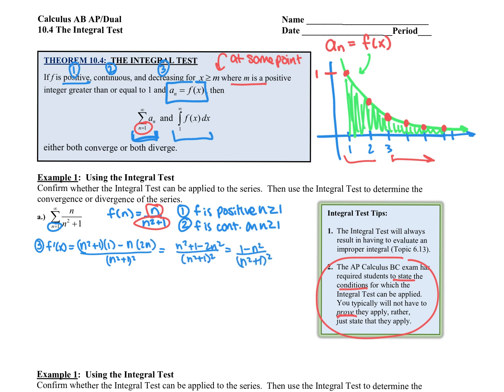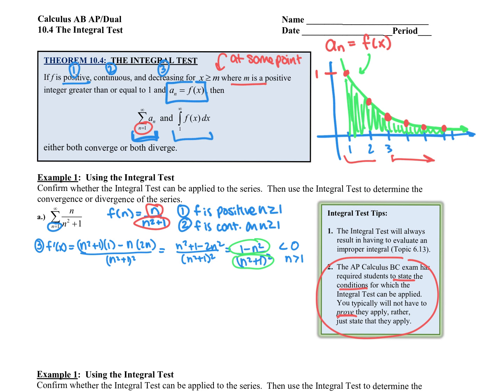And n squared minus 2n squared will be 1 minus n squared over n squared plus 1 squared. And in order for something to be decreasing, we need to know when this is going to be less than 0, right? When the derivative is less than 0 is when a function is decreasing. And this bottom part will always be positive because it's being squared, but this top part will be negative as soon as n squared is bigger than 1, because you subtract that from 1. So this is definitely going to be less than or equal to 0 for n greater than or equal to 1.